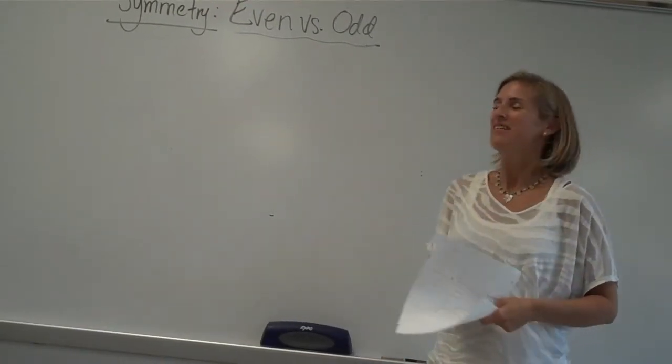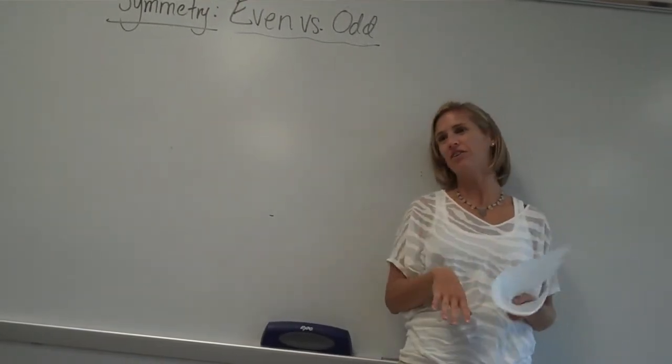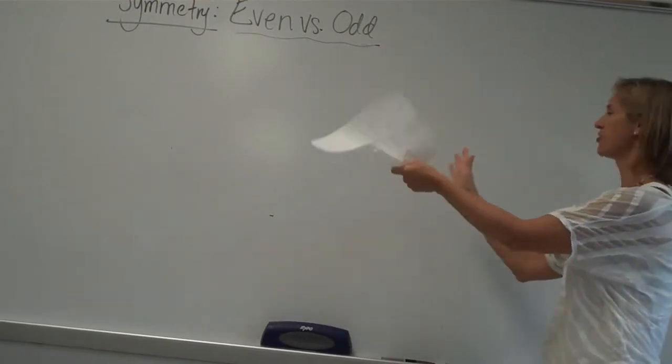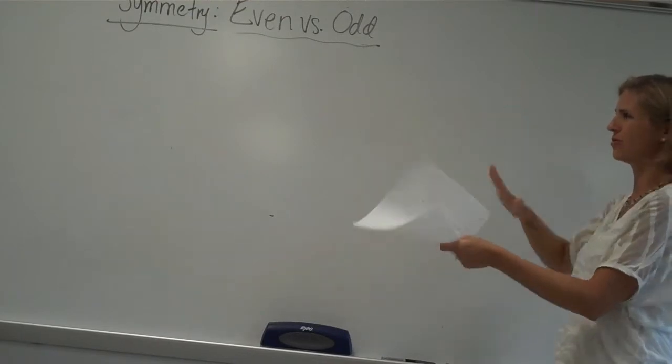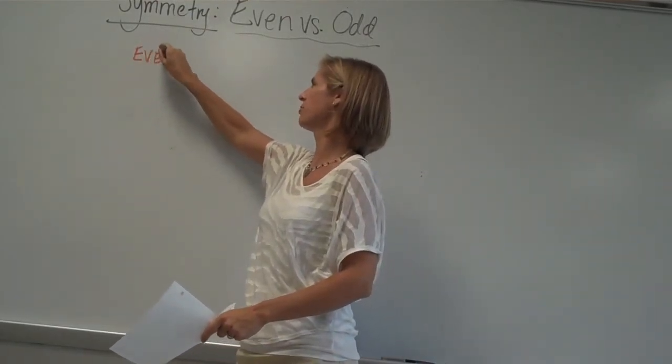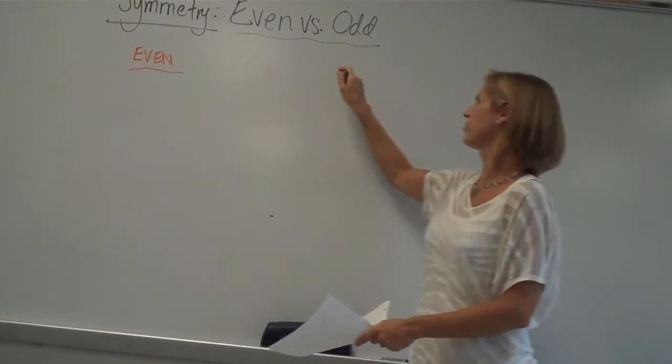Because if you can tell if something is even or odd pretty quickly, it helps you know it's going to be symmetrical, or symmetrical the other way, or not at all. So it's really not that big of a deal, but I know it's going to show up on the midterm, so it's worth going over real quickly.